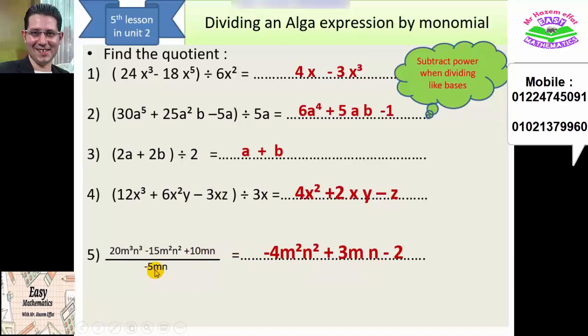m divided by m is m^0, we can cancel it. n divided by n equals n^0, we can cancel it. And don't forget to write just negative 2 here.